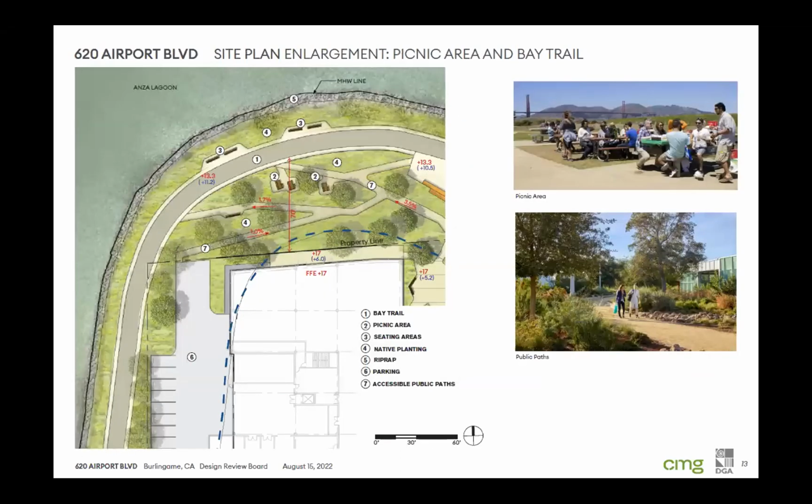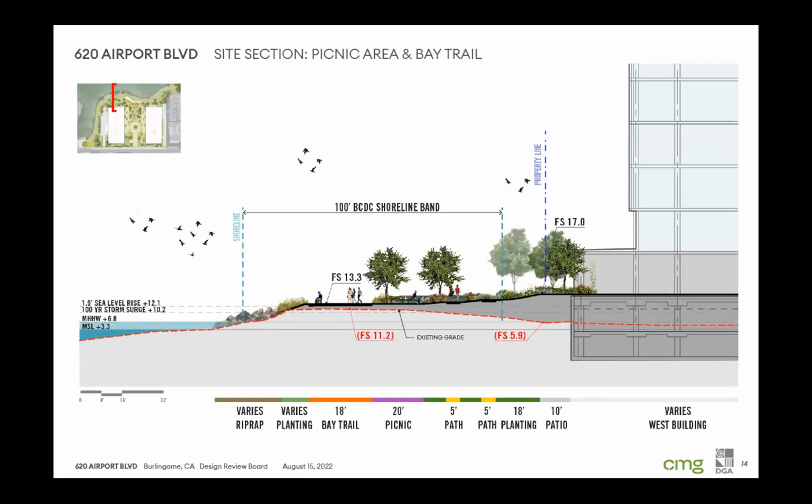Moving over to the west of the terrace seating, we have a picnic area, gentle slopes up to the building elevation, and a couple of seating areas on the water side of the bay, of the trail, I'm sorry. And again, just a section through the picnic area, showing the picnic area at Bay Trail grade, with the paths showing the beginnings of their slope up to the plaza level through dense planting, and as many trees as we can get in there.